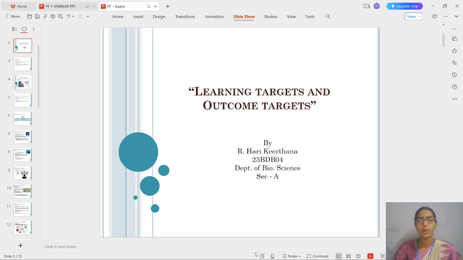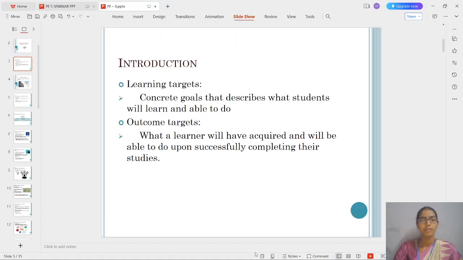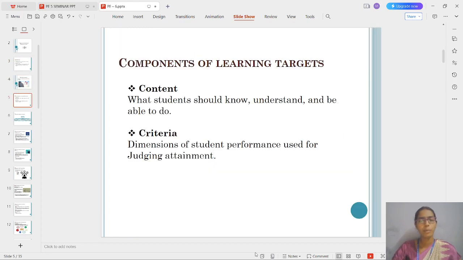The topic that we are going to discuss is learning targets and outcome targets. Learning targets are the concrete goals that describe what students will learn and be able to do, whereas outcome targets denote what a learner will have acquired after the successful completion of the course. So first we will see about the learning targets.